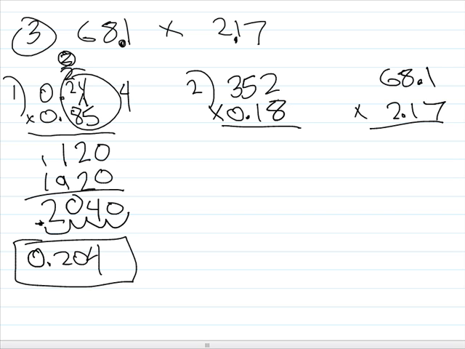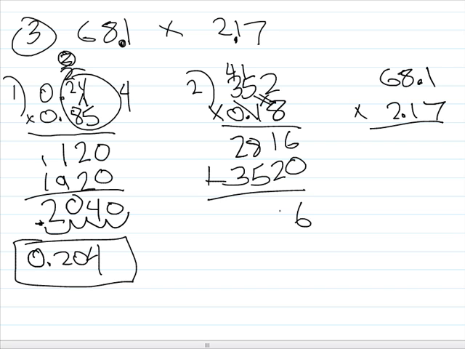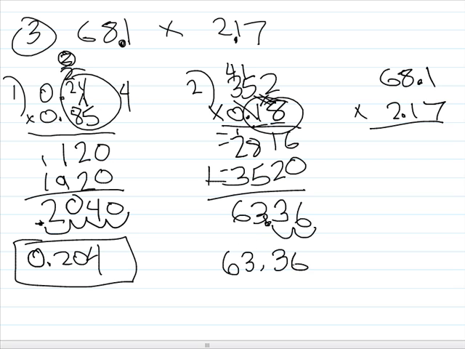Okay, challenging you on number 2. 8 times 2 is 16. Carry the 1. 8 times 4 is 40, plus the 1 is 41. 8 times 3 is 24, plus the 4 is 28. Now I'm going to take care of the tens. Don't forget your placeholder. 1 times 2 is 2. 1 times 5 is 5. 1 times 3 is 3. Now I'm going to add them together. I get 6, 3, 13. So carry the 1. 1 plus 2 plus 3 is 6. How many decimals did I have? I had 2 decimals, just 1, 2 on the 0.18. So I'm going to move the decimal over 2 spots, and my answer is 63.36.